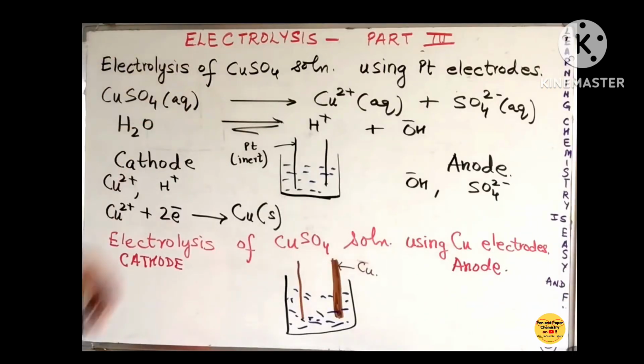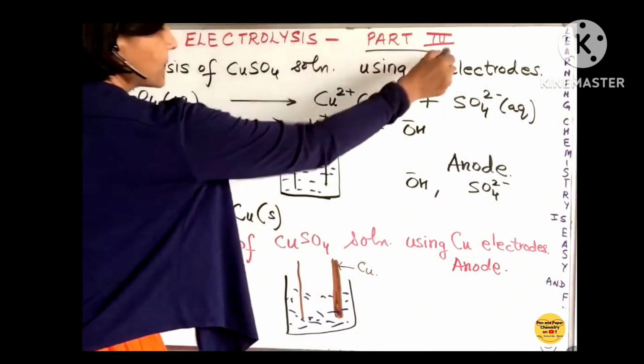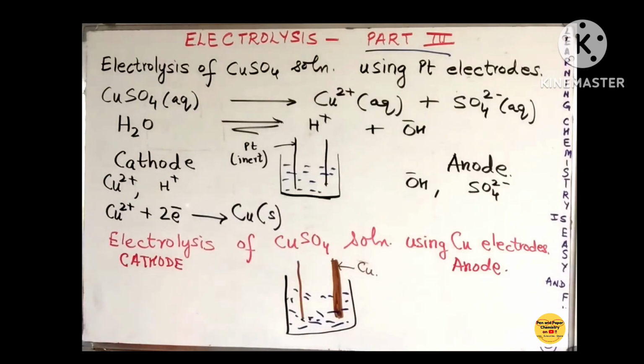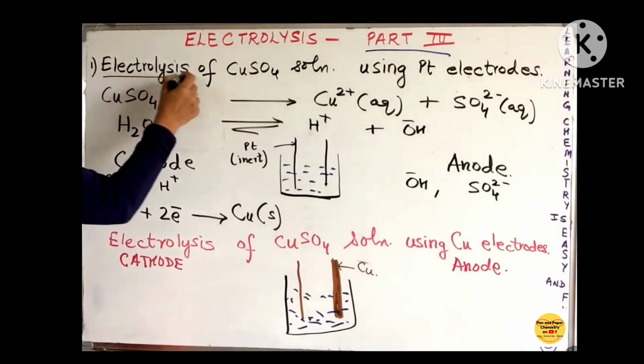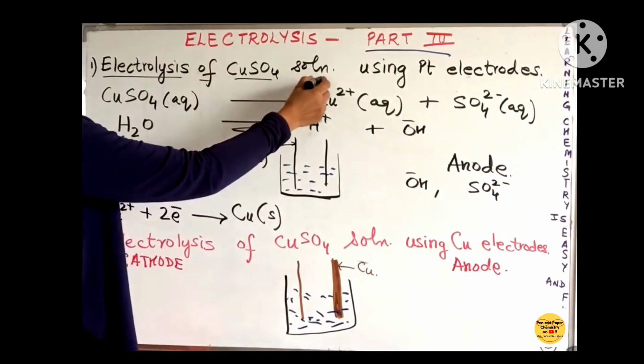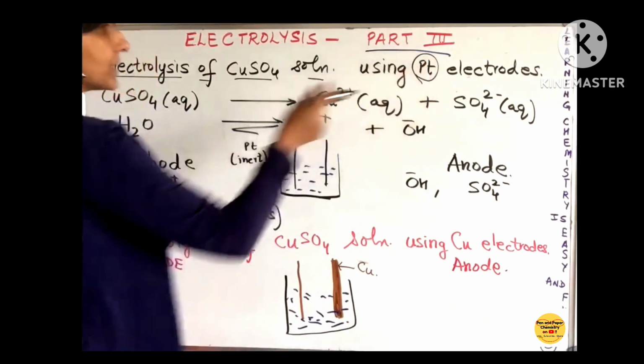The topic that we are taking up now is called electrolysis, and we are on to part 3 of this particular topic. In part 1 and part 2 we have covered the basic definitions and the electrolysis of acidulated water. Today we are going to cover a lot of things in this particular heading. The first and foremost that we are taking up here is the electrolysis of copper sulphate solution using platinum electrodes.